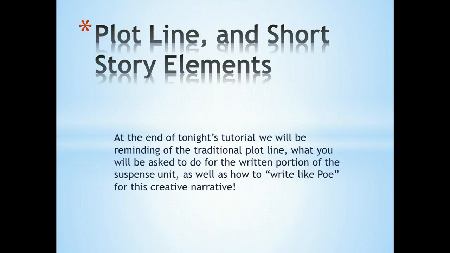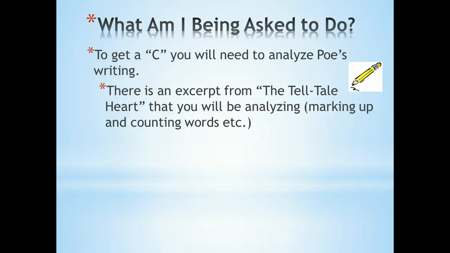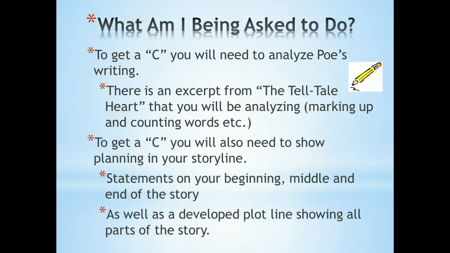So we're doing this suspense unit, and there's two different proficiencies that are happening within it. There's the literature proficiency, which we've been covering in concepts 1 through 5, and then now we're going to be talking about the written component and analyzing Poe's writing and writing our own scary story. So you're going to be asked to get a C in the written component to analyze an excerpt from The Telltale Heart. You're going to be marking it up, highlighting, counting words, etc., and really trying to understand his writing style so that you can mimic it later.